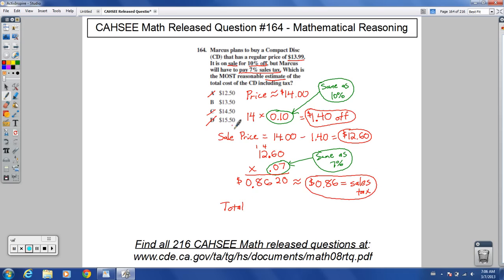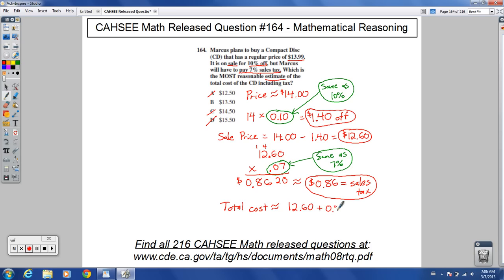So I'm going through this whole thing. Yes, I know B is probably the answer, but I'm going through the whole thing in case it wasn't that obvious on the CAHSEE. Sometimes with these release questions, and then the actual questions you might see on the CAHSEE, it might not be possible to eliminate every single choice until you get to the very end and get the actual final answer.